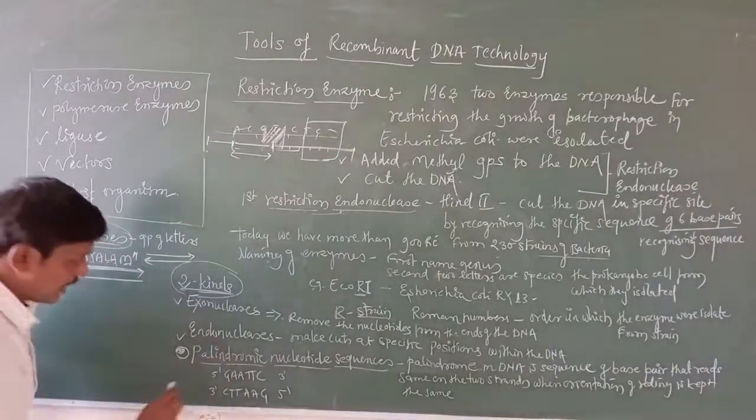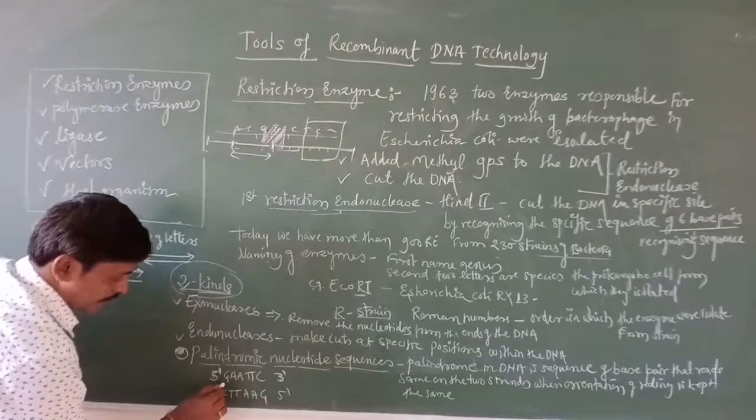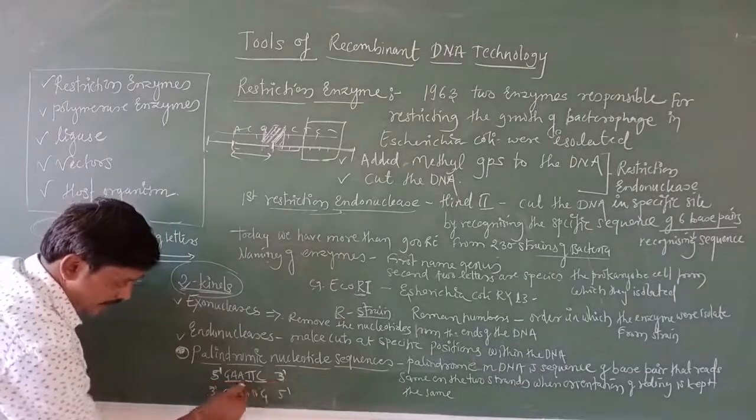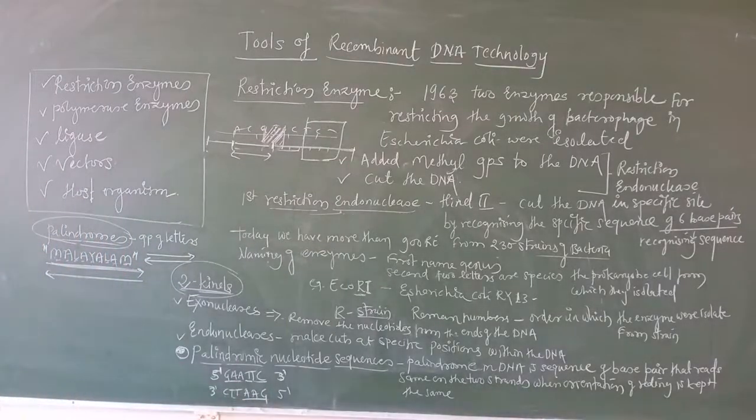Understood? So here I can see 5' to 3', 3' to 5'. You know GAATTC, and you can know that CCTAAG. In such a way, the palindromic sequences are read in both strands in a similar manner. GAATTC and 3' to 5' CCTAAG. This is about the palindromic sequence, and this is also a question that is going to arise.